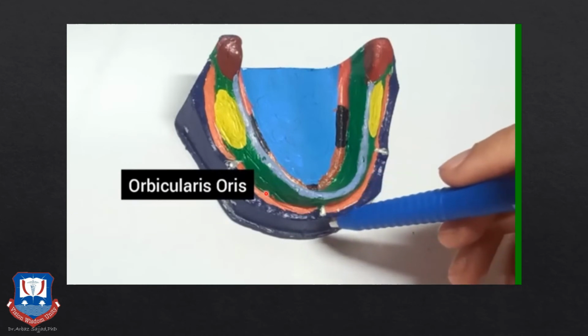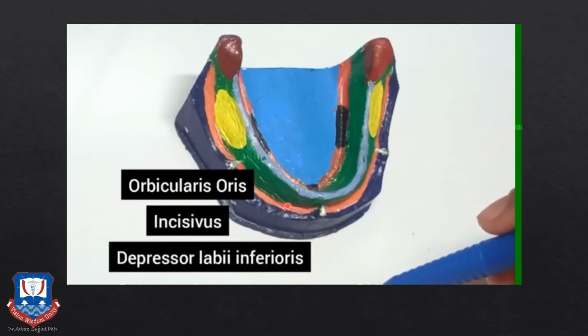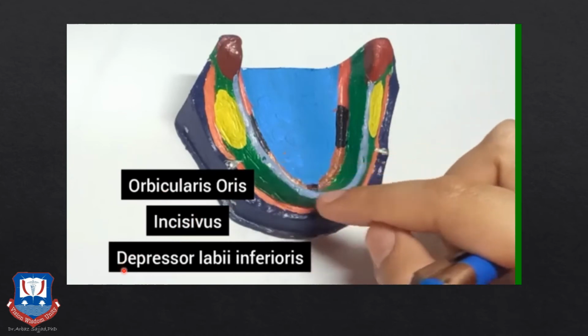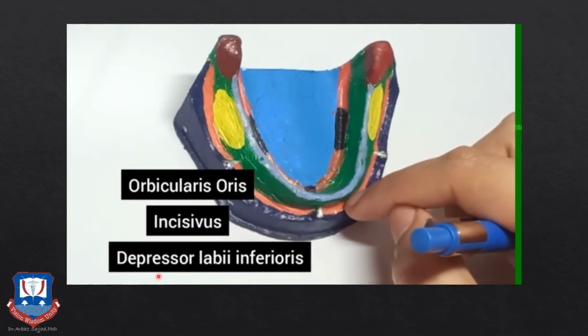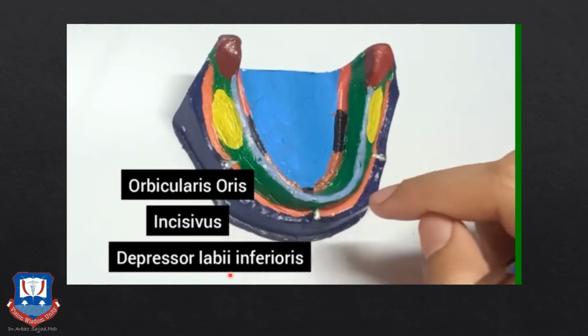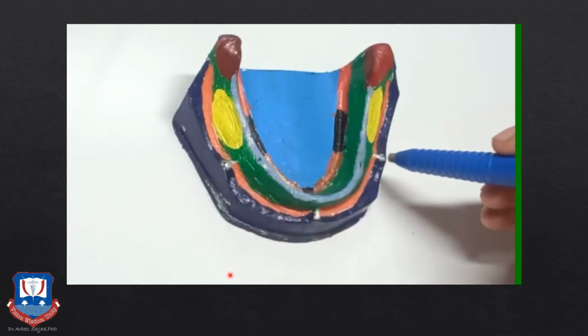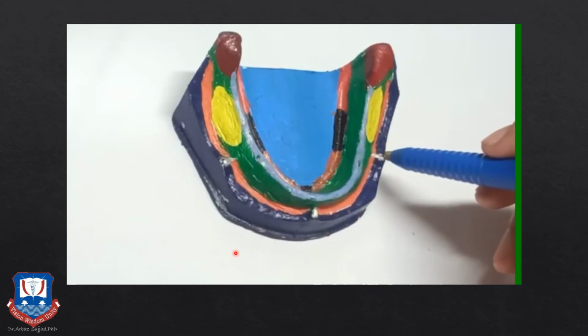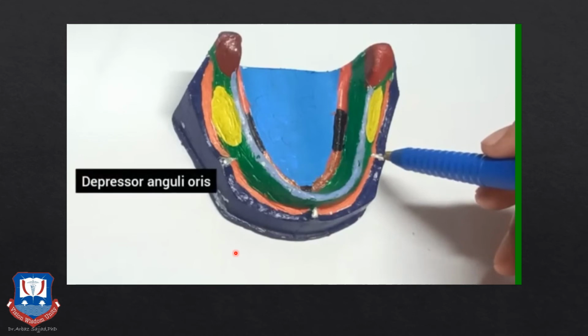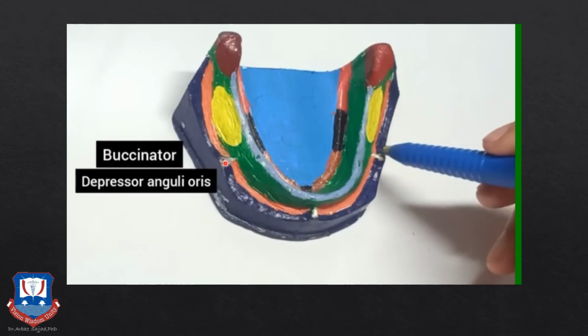Now, next, the labial vestibule. The labial vestibule is bounded laterally by the orbicularis oris and the incisivus muscles and fibers from the depressor labii inferioris. So when the patient stretches his face or makes faces, at that time these three muscles cause the labial vestibule to shrink or to contract. Then we have the buccal frenum on either side.